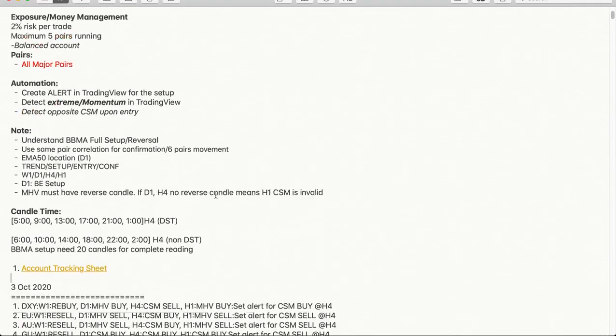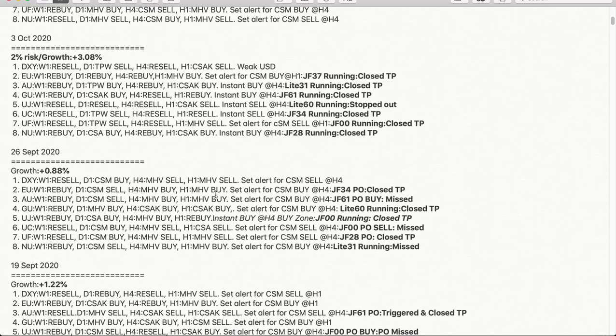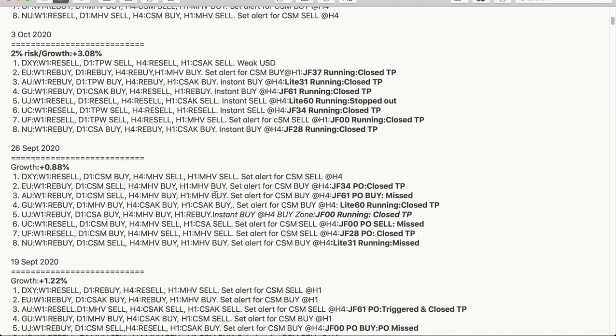Let's review last week's trade performance. For last week, it has been a winning week for us. We started to risk 2% per trade and our account growth was 3.08%. We have one stop out in USDJPY and the rest of our trades were take profit. So it was a very good week indeed for us.